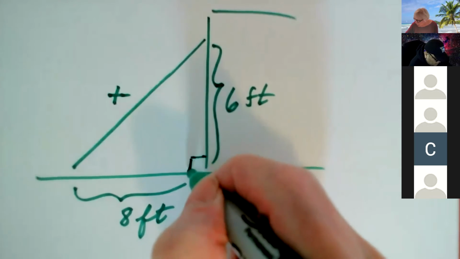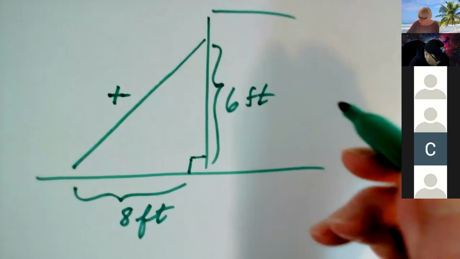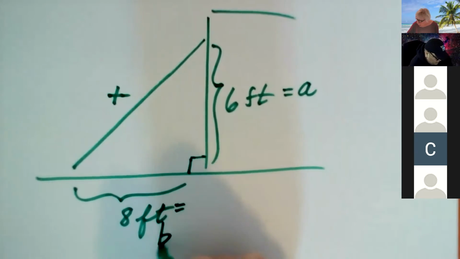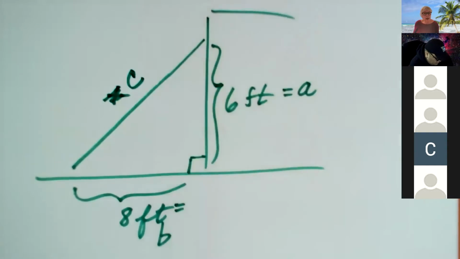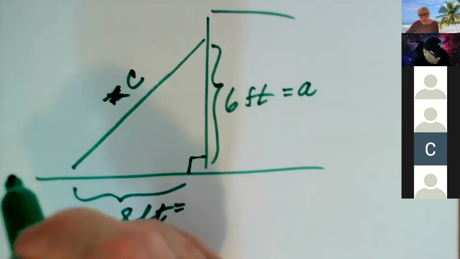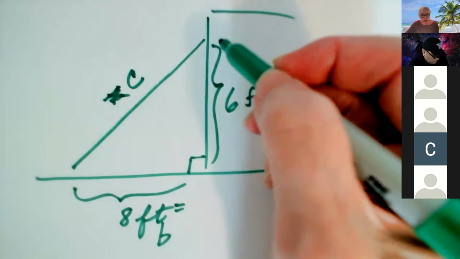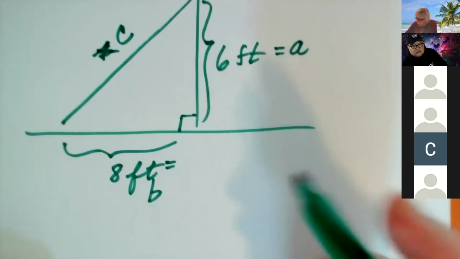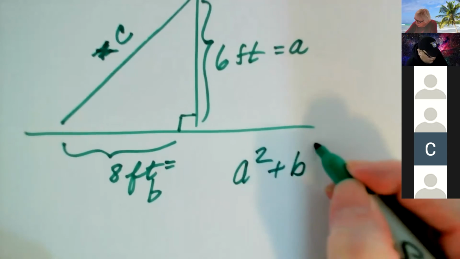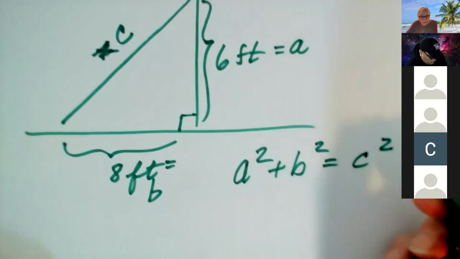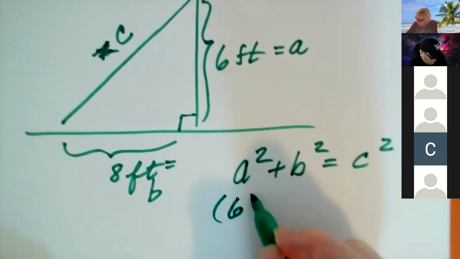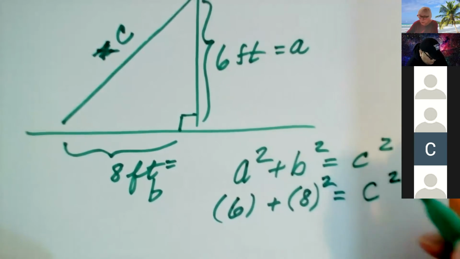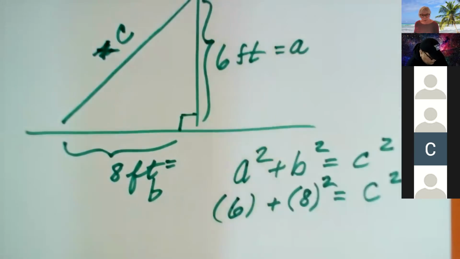So this is a 90-degree angle. We could call this one A, we could call this one B, and instead of X, I'm going to call it C. You want a ladder long enough to get to this, maybe a window, it doesn't matter. The formula goes A squared plus B squared equals C squared. A was 6, B was 8, and we didn't know the length of the ladder. Can you see it?